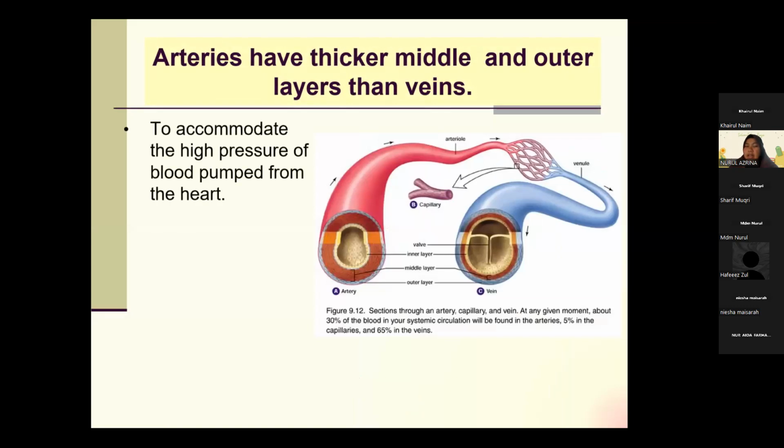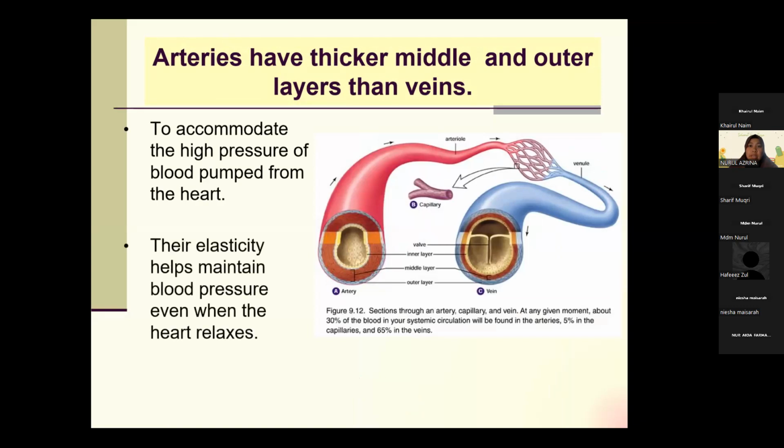Next. Artery has thicker middle and outer layers compared to vein. Why? It helps to accommodate the high pressure of blood that is pumped from the heart. So the arteries that we refer to here are the aorta and the pulmonary artery.